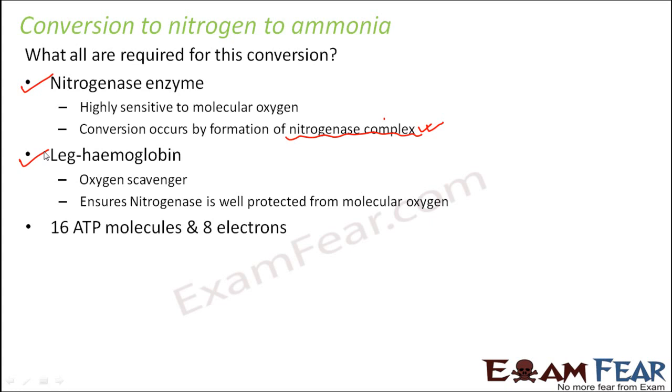16 ATP molecules are needed because the process needs to break a triple bond, which requires a huge amount of energy, and that huge amount of energy comes from these 16 ATP molecules and these 8 electrons.